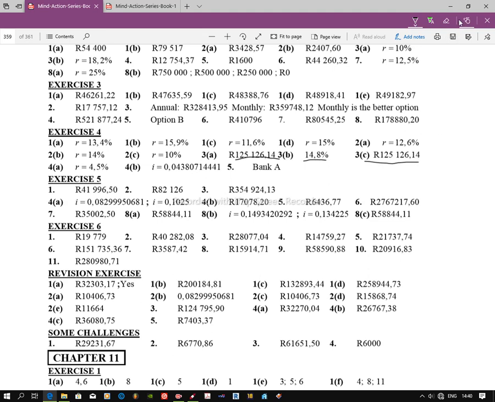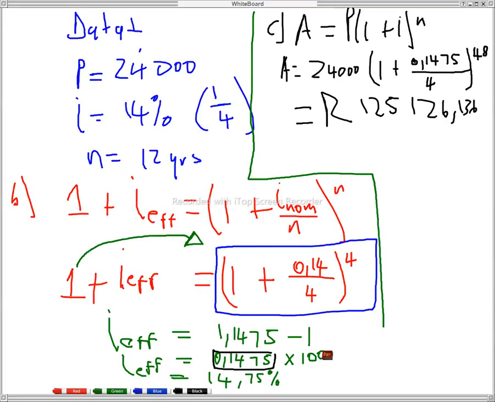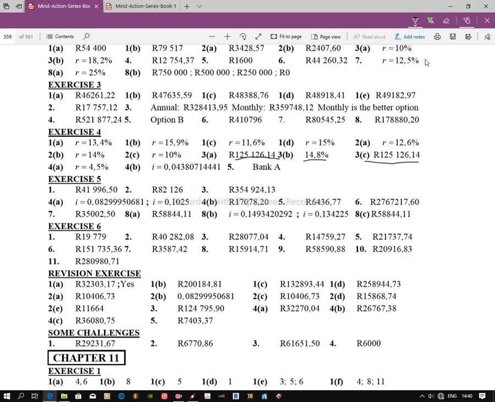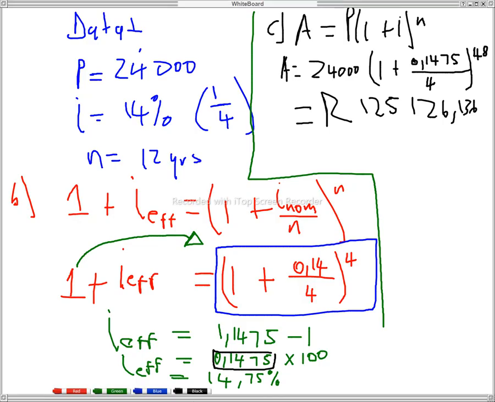So let me see number B. For my number B, I got my answer as 14.75%. So B is 14.75, and the other is 14.78. We can simply round this, so it is correct, you understand? The problem there was that I was rounding off to two decimal places.